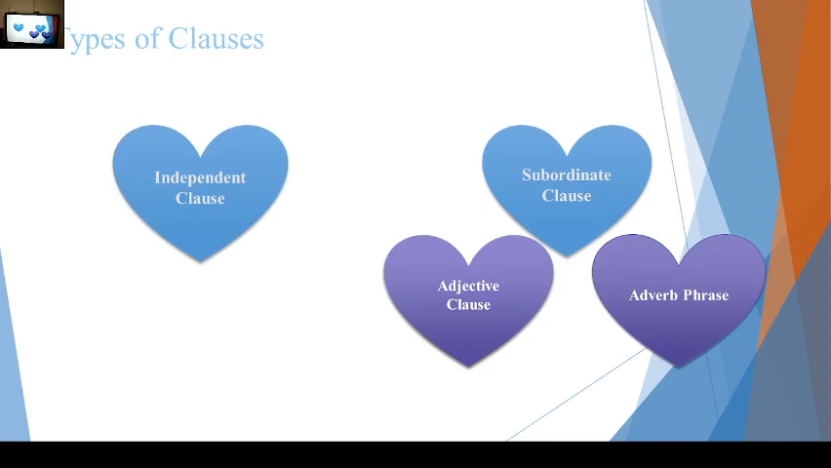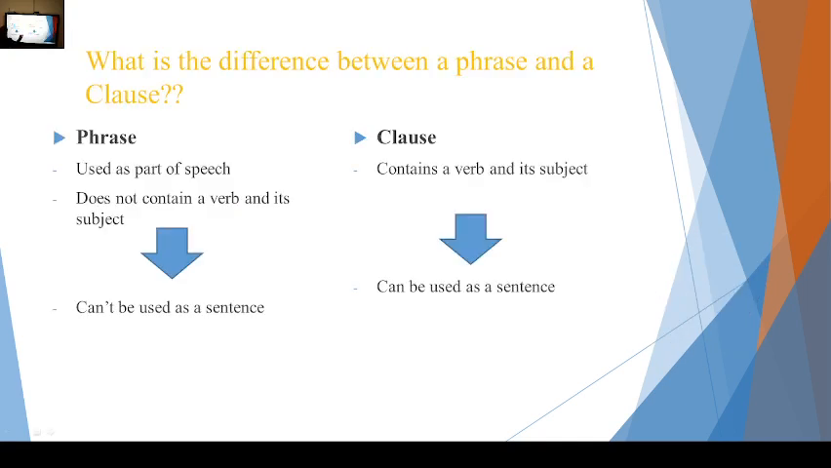Now let's discuss clauses. When we say phrases, we said a phrase doesn't have a subject and a verb combination. Unlike phrases, clauses have a subject-verb combination, okay? We have two types of clauses: an independent clause and a subordinate clause. A subordinate clause can come as two types: adjective clause and adverb clause.